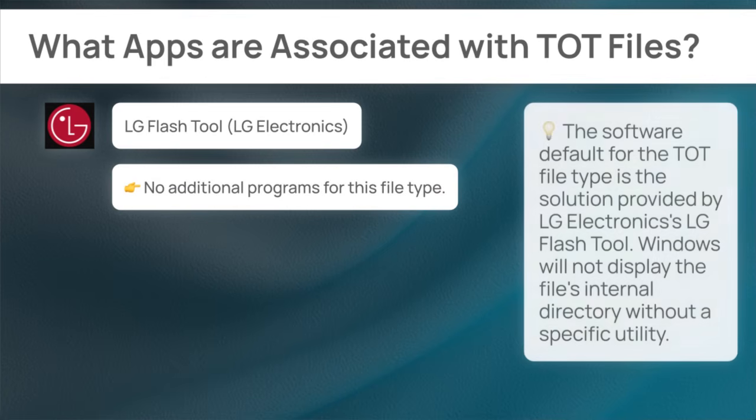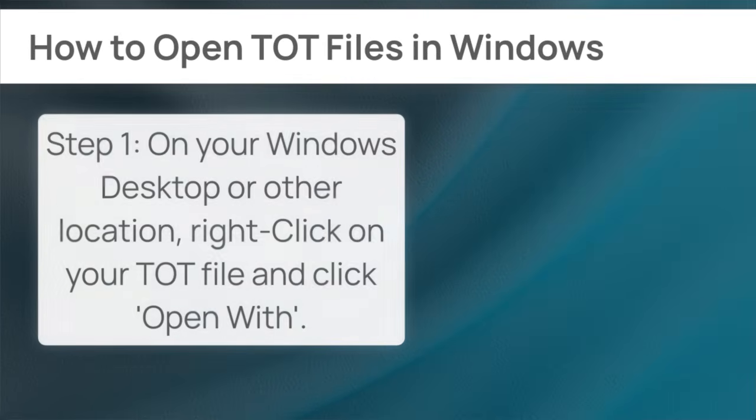Windows will not display the file's internal directory without a specific utility. Windows previews only limited details inside the archive, so full extraction depends on third-party utilities. We need to test for compatibility.